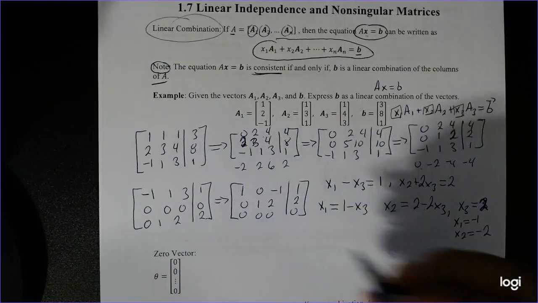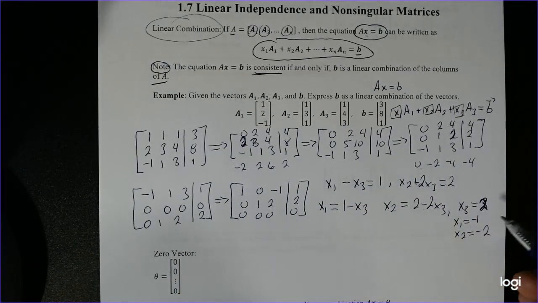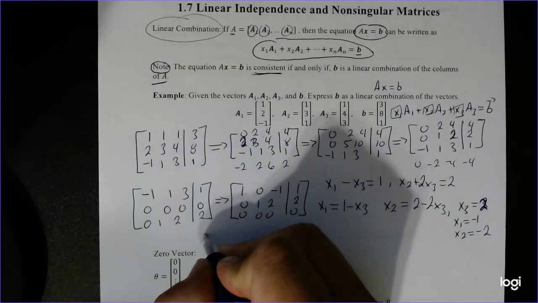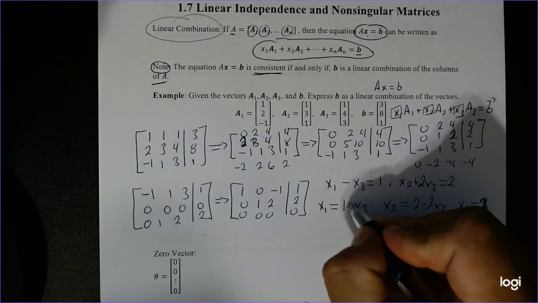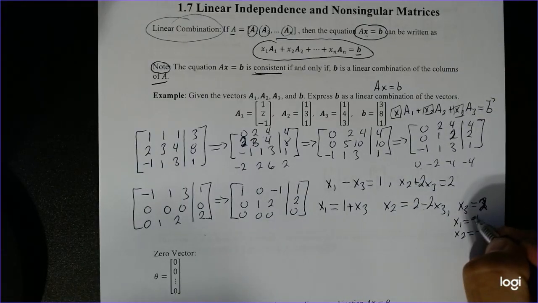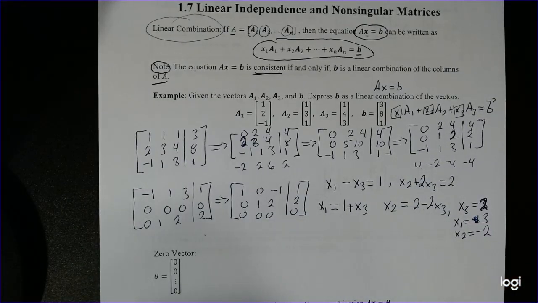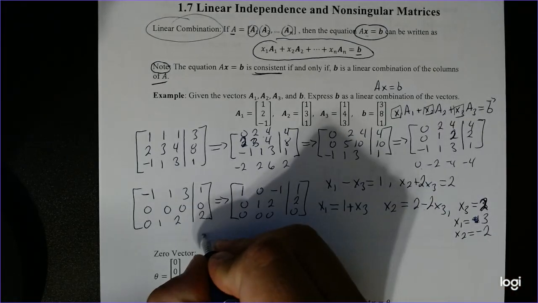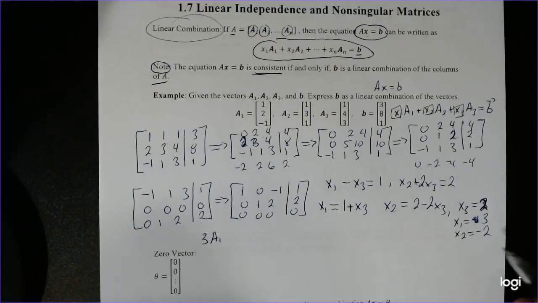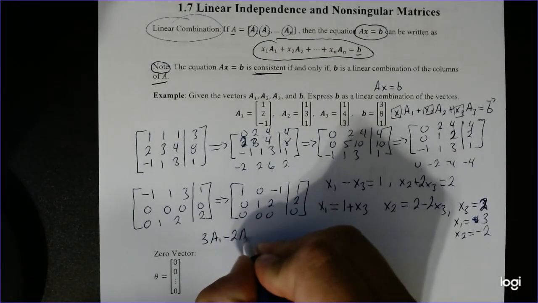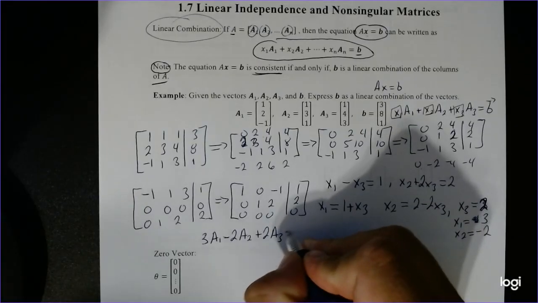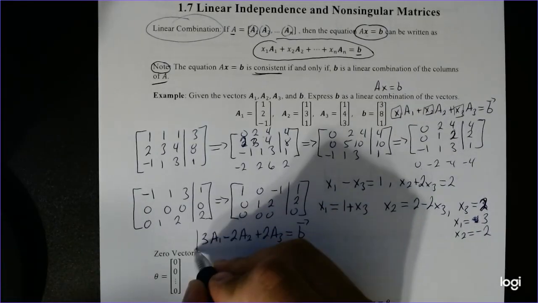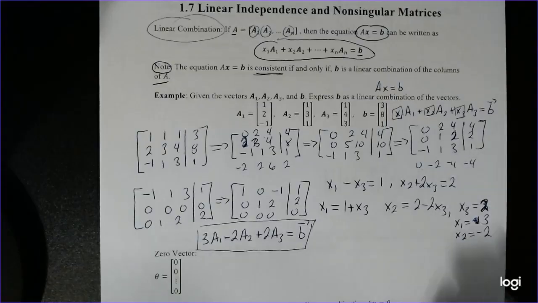So if I go back over here and just rewrite everything, x1 will be negative 1. Oh, wait. Oops. This will be plus, so this is going to be 3. Whoops, my mistake. That's 3. Let's see, this is subtracted, so that's negative. That works, okay. So x1 is going to be 3, so it'll be 3a1 minus 2a2 plus 2a3 equals b. And there we go.